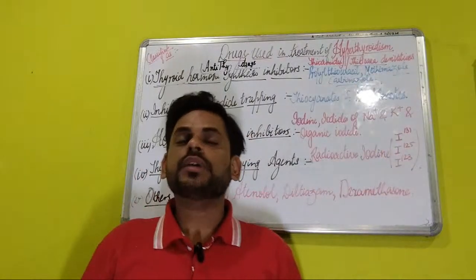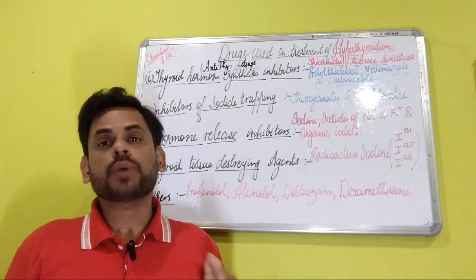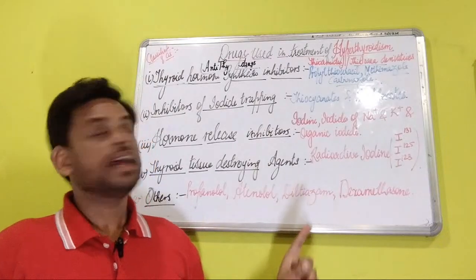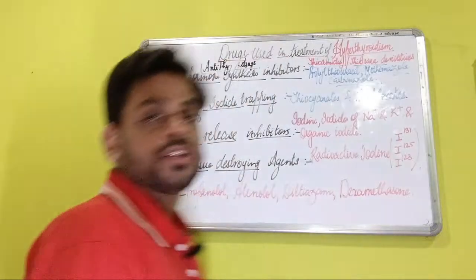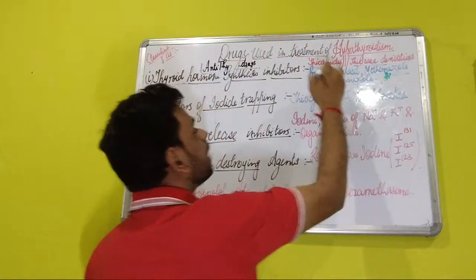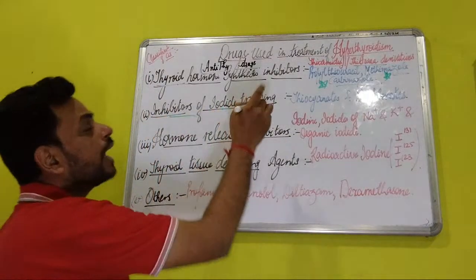Students and viewers, do remember that most doctors prescribe the thyroid hormone synthesis inhibitors, and in this category the two very important drugs are methimazole and carbimazole. Next, we have the inhibitors of iodide trapping.